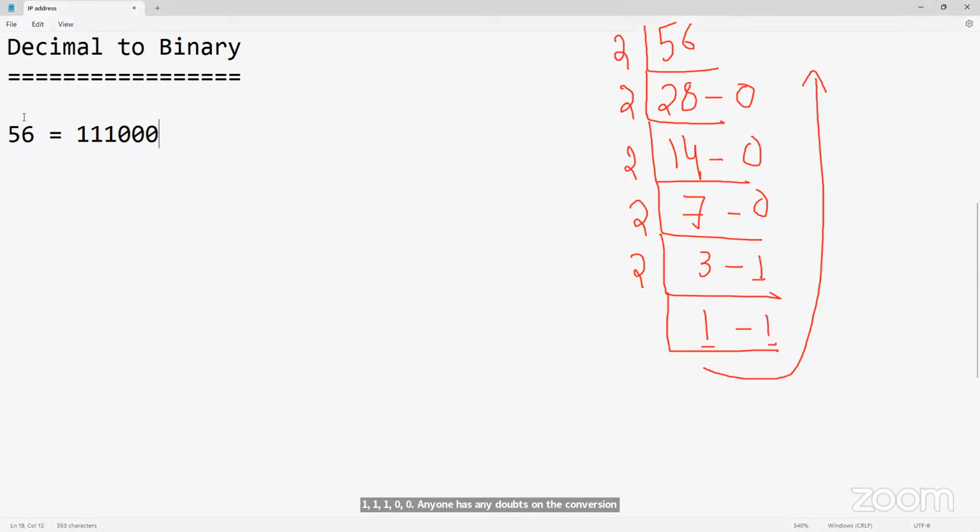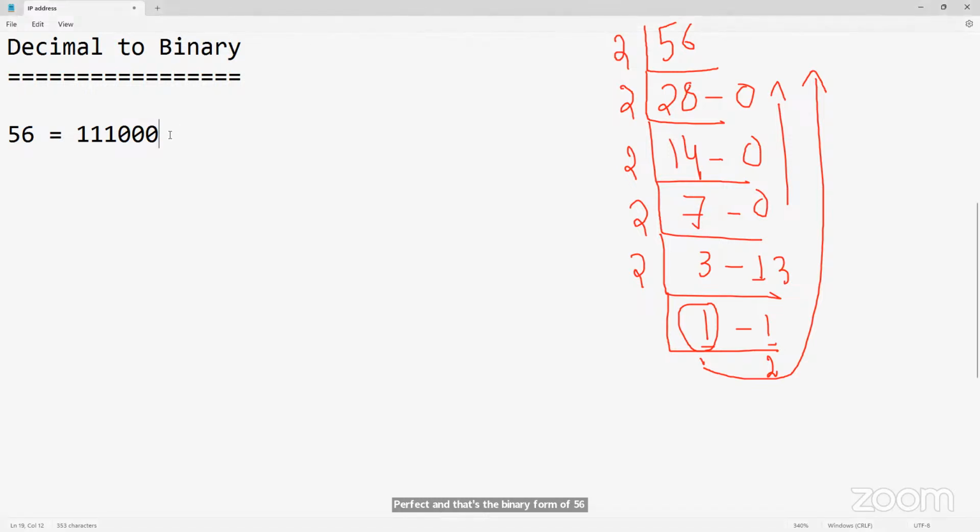No. All good? Sir, when we are converting decimal to binary, we have to divide by 2. You have to start from here, not from here. This also should be counted. So 1, 2, 3, and 3 zeros. Perfect. And that's the binary form of 56. Correct, correct. Okay, thank you.